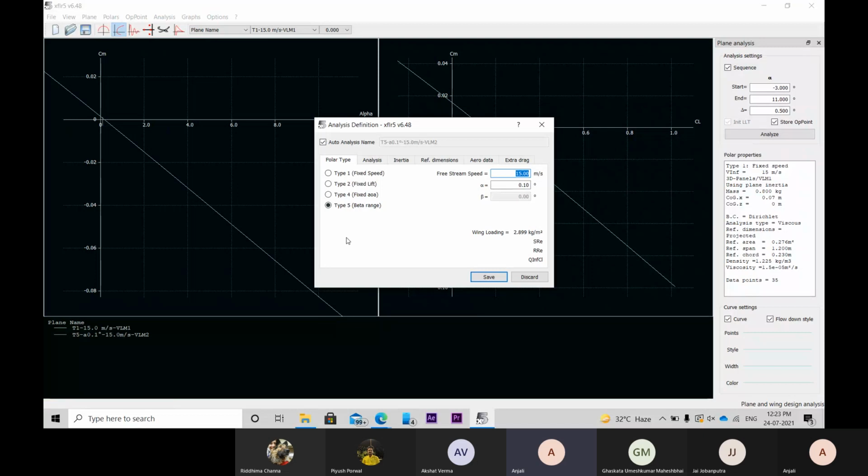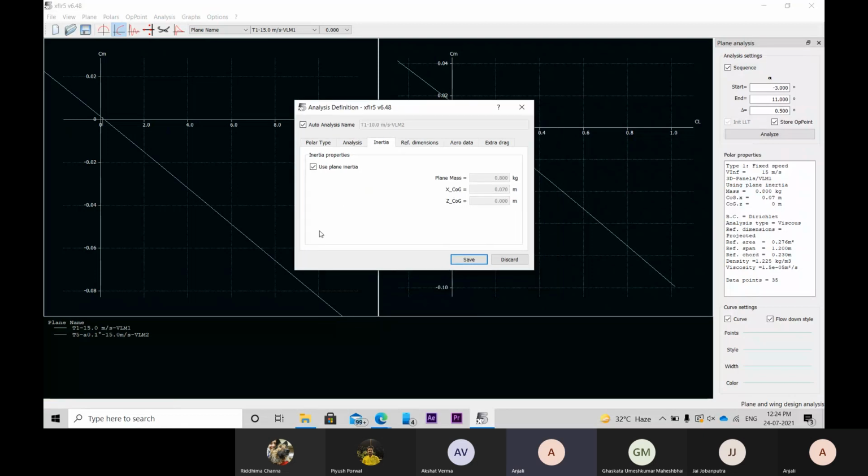So how can we change the center of gravity? We'll be keeping the speed of our aircraft fixed, let's say 10. But the main thing is, in the previous plane designing part, we were using the plane inertia. But now we are not using the plane inertia. We are manually changing the center of gravity value, and then checking the influence of it on the graphs. Okay, let's say we'll keep it 85.